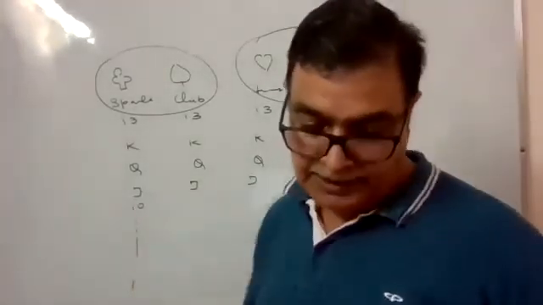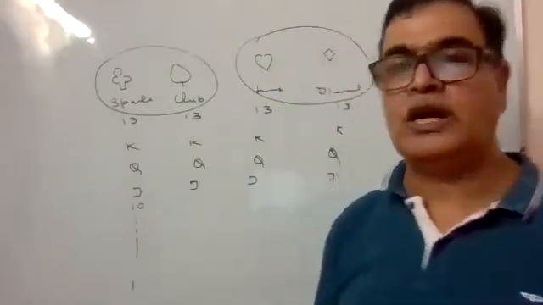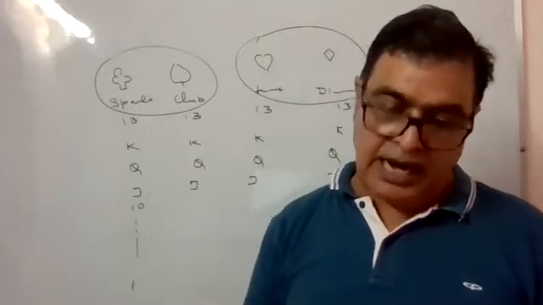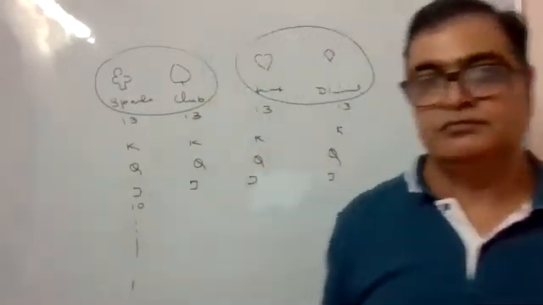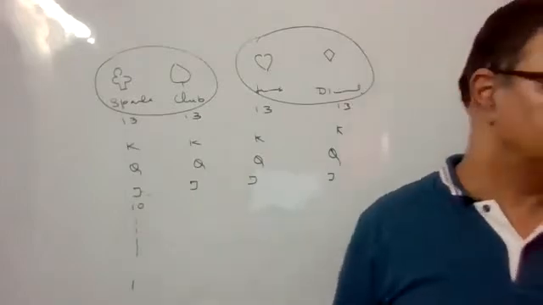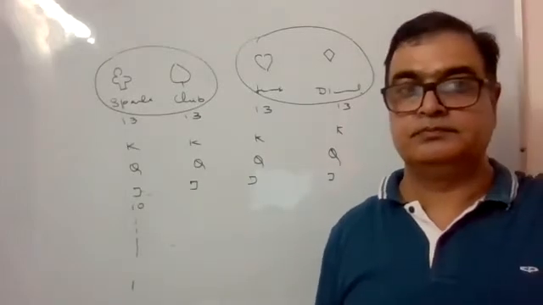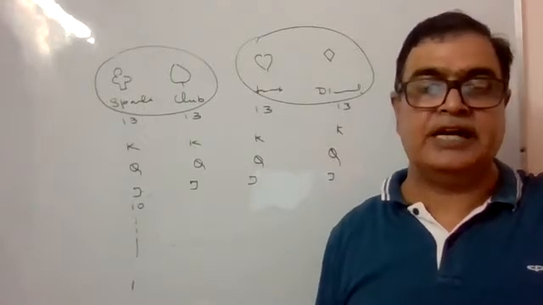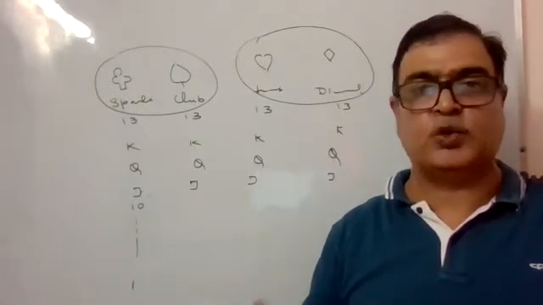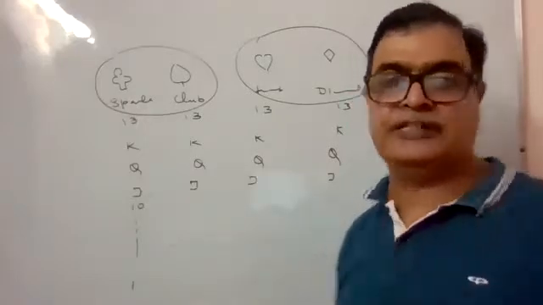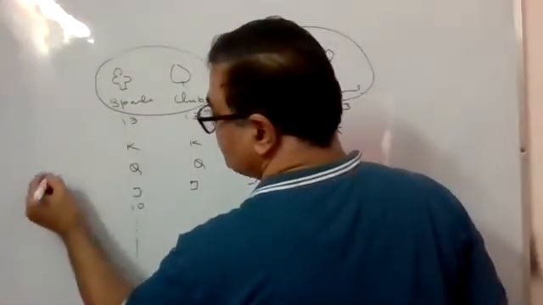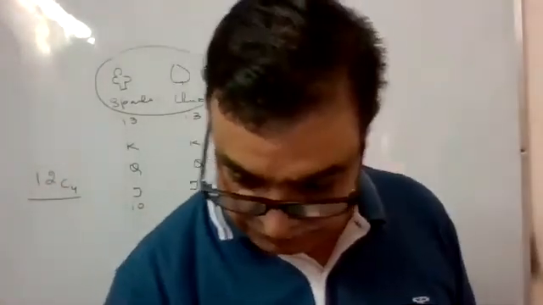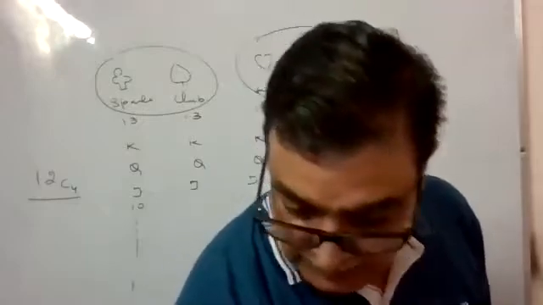Then next question please. All 4 cards are face cards. All four cards should be face cards. Yes, how many total cards? 12C4. There will be 12 face cards: 4 king, 4 queen, 4 jack. So we will say there will be 12 face cards and we want 4 to be taken. So answer will be 12C4. That is the answer. Next question please.